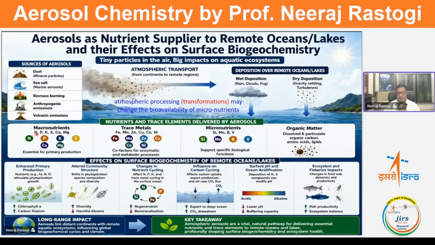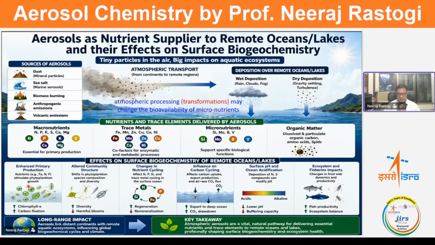It can have macronutrients like nitrogen, phosphorus, potassium, sulfur, calcium, magnesium, etc., which are essential for plant production. These nutrients and trace elements are delivered by aerosols. They can be trace metals like iron, manganese, zinc, copper, cobalt, nickel, which are required as cofactors for enzymatic and metabolic processes. You can have micronutrients like silicon, molybdenum, boron, vanadium, which support specific biological functions. We can have a variety of organic matter, dissolved or particulate, like amino acids and lipids. They all act as nutrients, and their effect is that they enhance primary productivity.